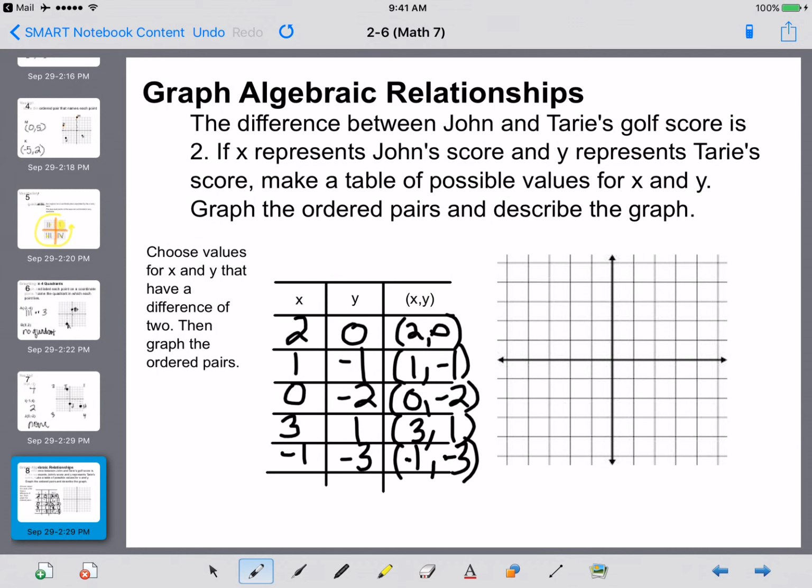So now I'm going to graph those points. So we're starting off with 2, 0. We go over to 2, up and down 0. Over 1, down 1. Over 0, down 2. Over 3, up 1. Back 1, down 3. So I've graphed my pairs. And the graph, to me, is making a straight line. So it's a straight line that is going upwards. And that's how you would describe that graph.